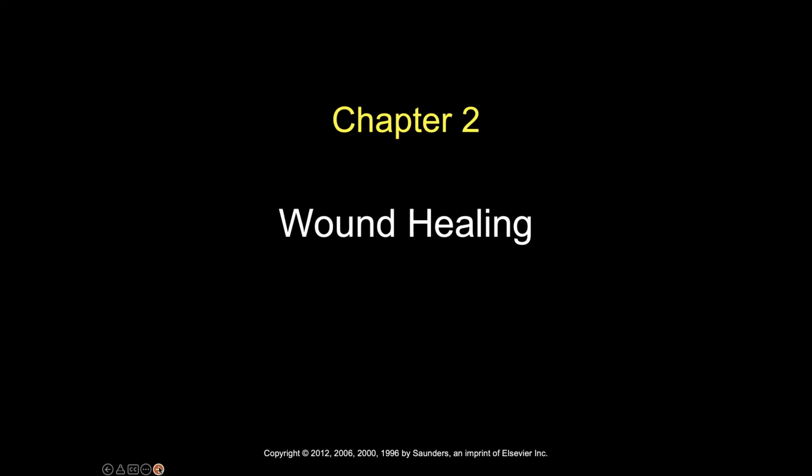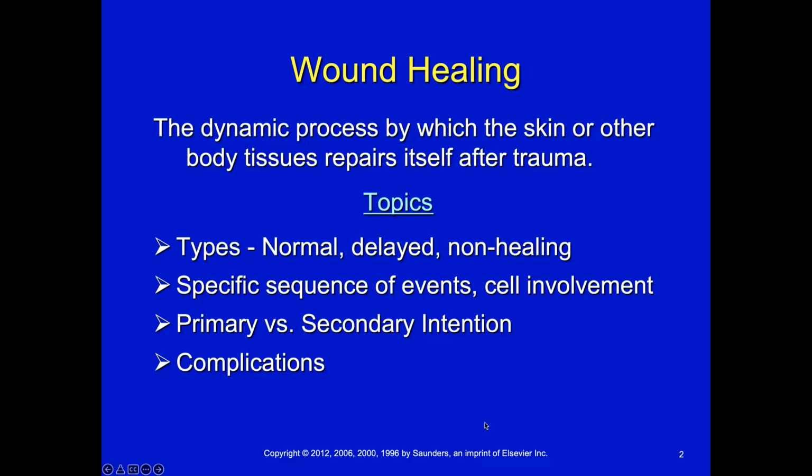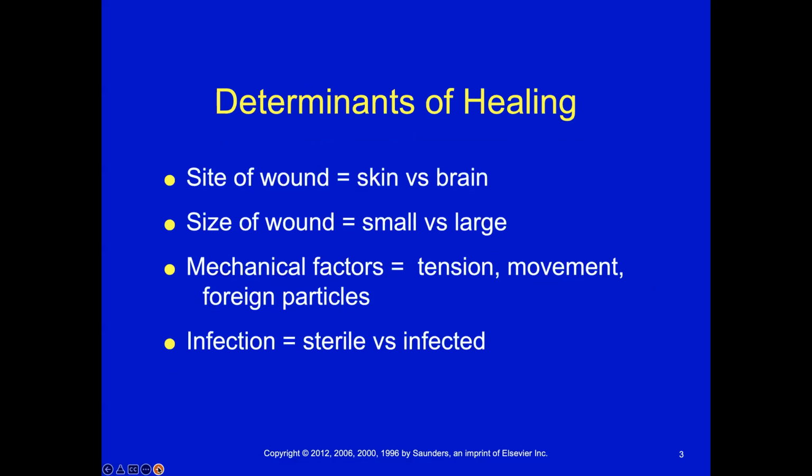Okay, wound healing. So wound healing is defined as a dynamic process by which the skin or other body tissues repair itself after trauma. So we're going to cover a number of topics: the types of healing that occur, normal, delayed, non-healing, the specific sequence of events and the cells that are involved in this process, primary and secondary intention, and a variety of complications that can occur.